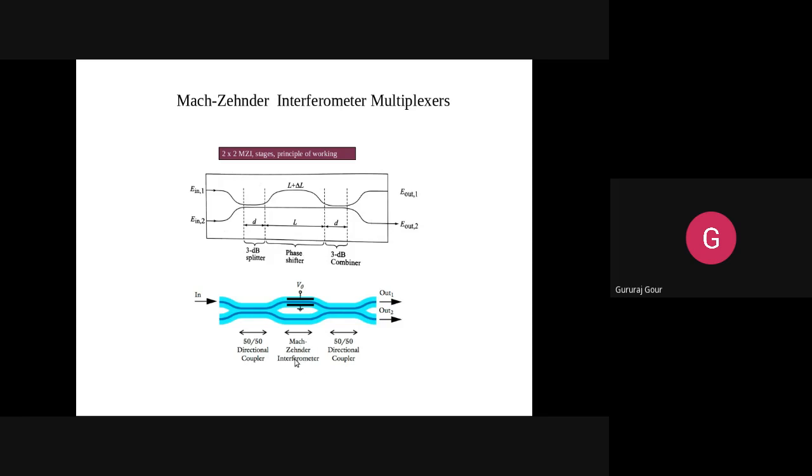The middle portion is actually acting like a phase shifter, or also known as a Mach-Zehnder interferometer, which is going to simply convert the path length difference into its corresponding phase difference. Later, another directional coupler acting like a combiner is going to combine these two. So it is combining in such a way that you can see the working principle.